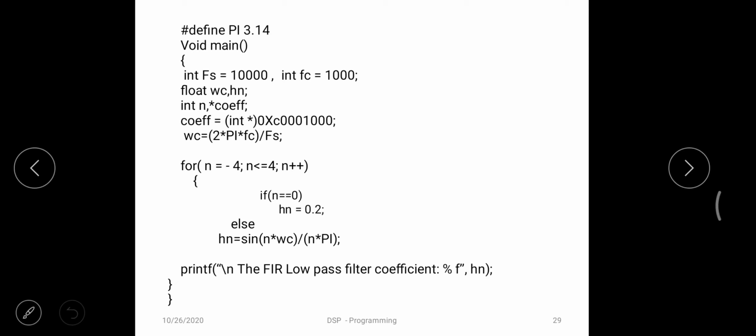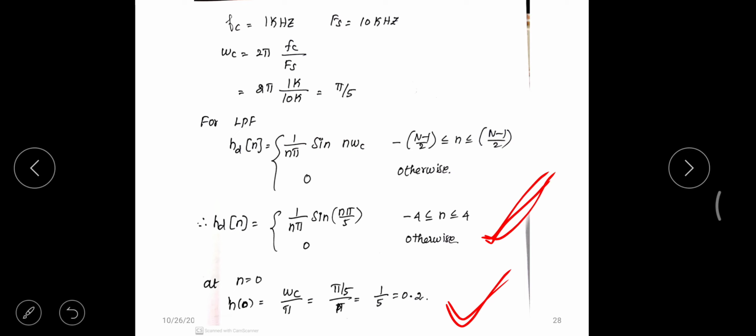Okay, the first step is I have to convert frequency in terms of hertz to radians. So your omega c is equal to 2 pi Fc by Fs. After writing this, your omega c will become pi by 5. So this step is over.